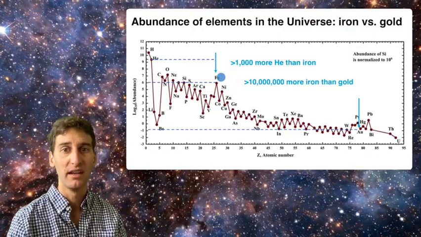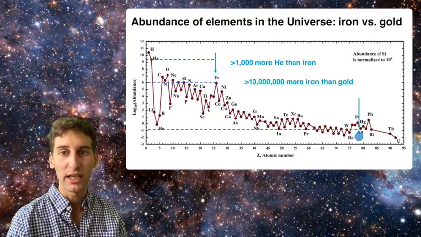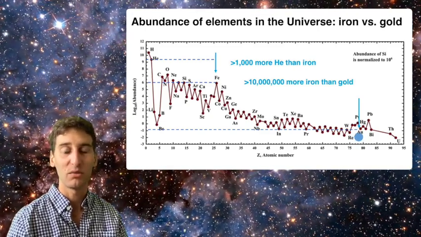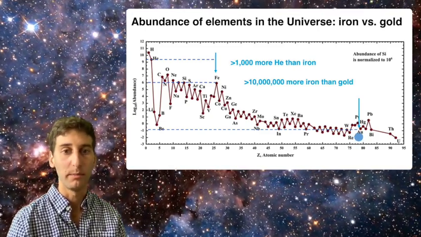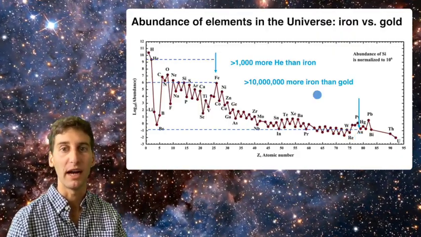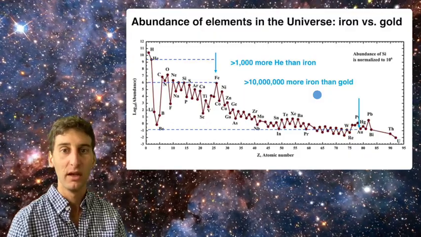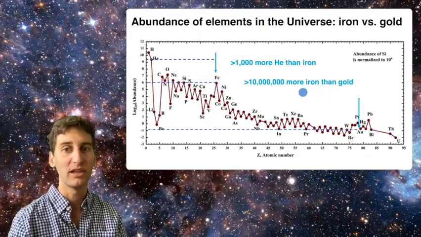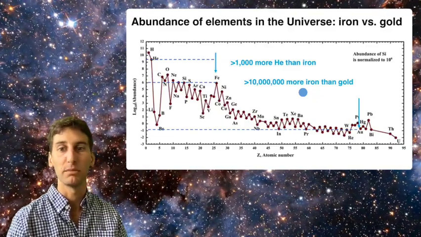Overall, if you compare the abundance of helium versus the abundance of iron, there's 1,000 times more helium in the world than there is iron. Conversely, if we go over to gold here, which has the atomic symbol Au, this is really rare because it's one of the elements that's made in the universe from just supernova events. There's over 10 million times more iron than gold in the universe because iron is made in stars that are functioning normally, and gold is only made in this chaotic way during supernovas.